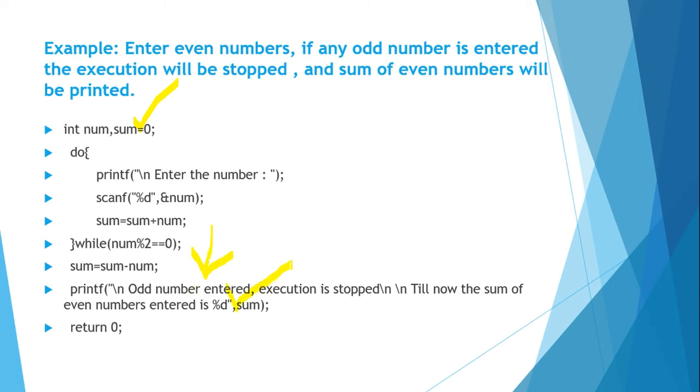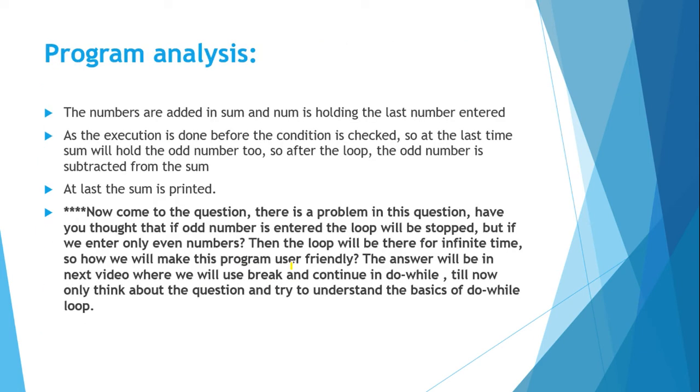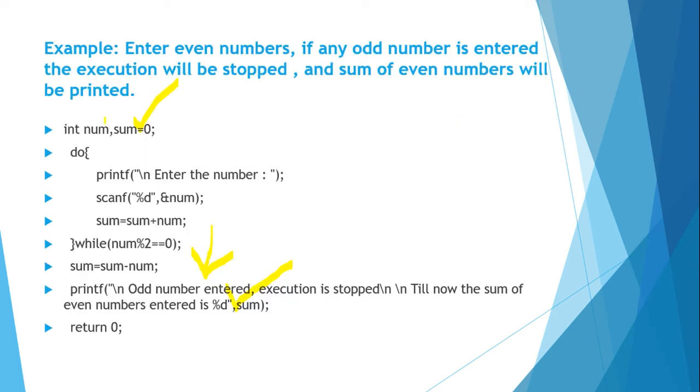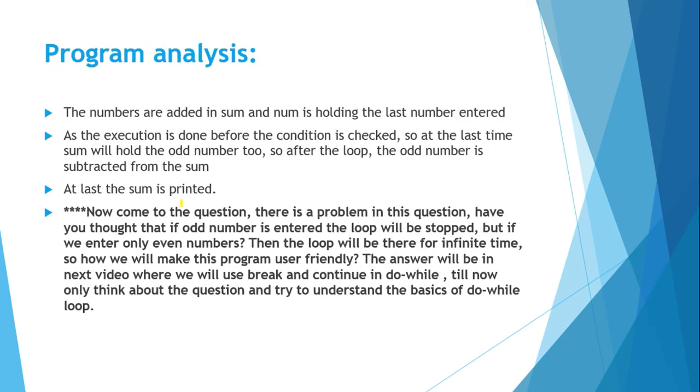Program analysis. The numbers are added in sum and num is holding the last number entered. The sum is calculated and num is holding the last number entered. As the execution is done before the condition is checked, at the last time sum will hold the odd number too. So after the loop, the odd number is subtracted from the sum. At last the sum is printed.